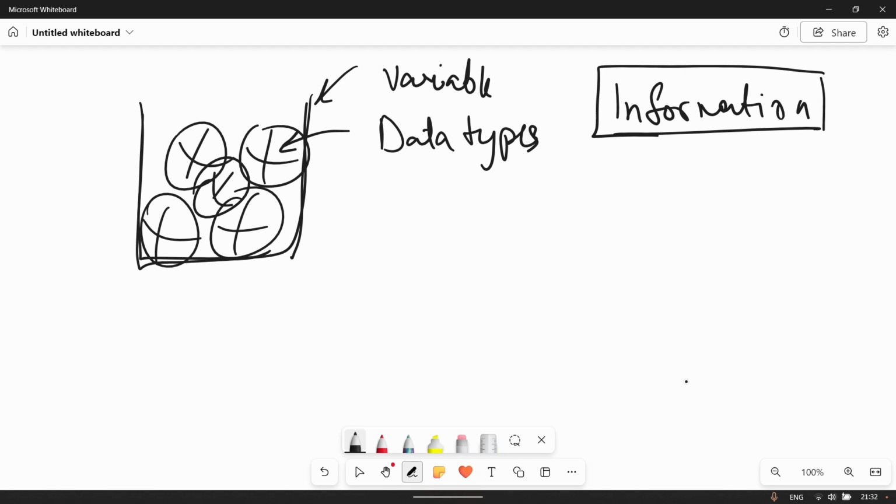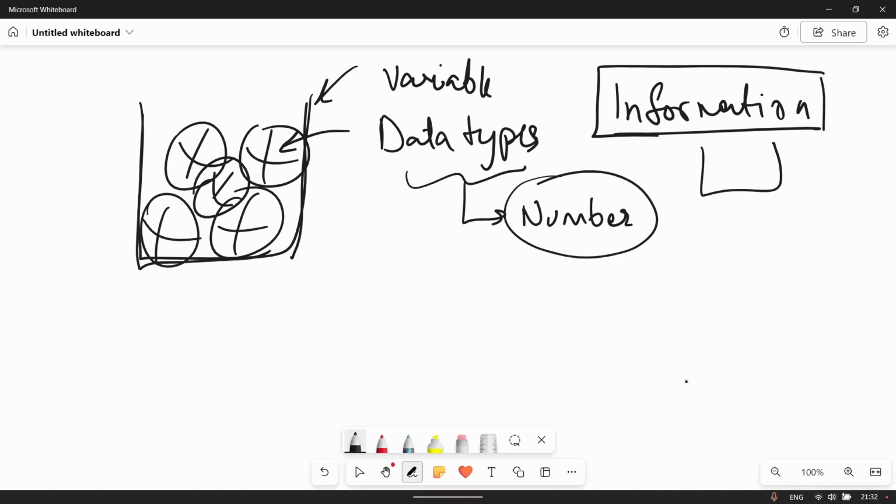Now let's come closer to programming. So there are different types of containers for different data types. So let me state some types of data. First is some sort of number, right? A number is something that denotes a quantity, right? So we need to have a container that can store this format of data.